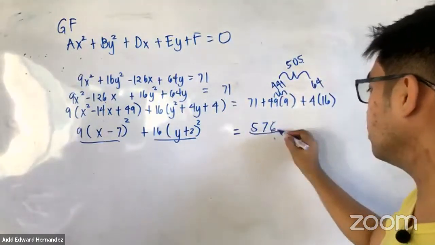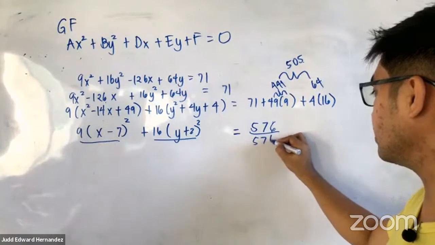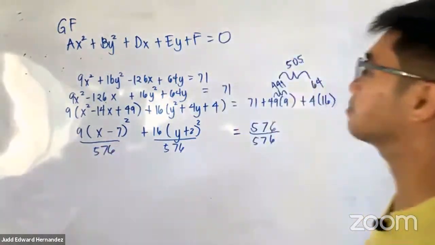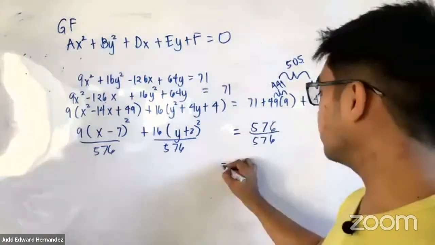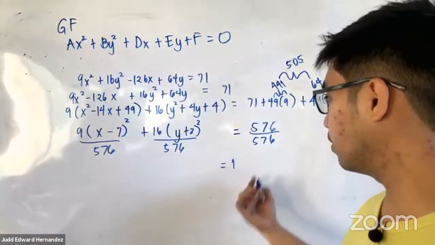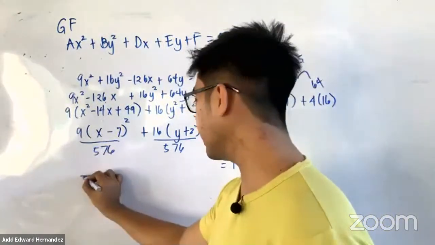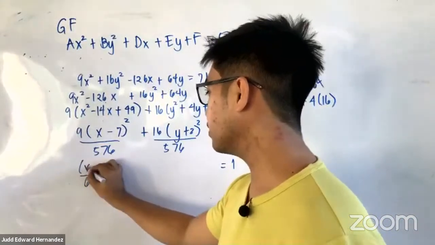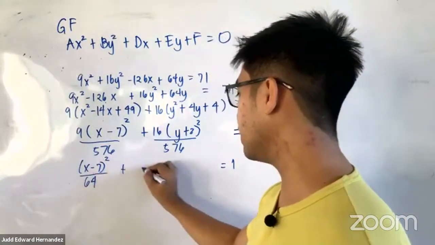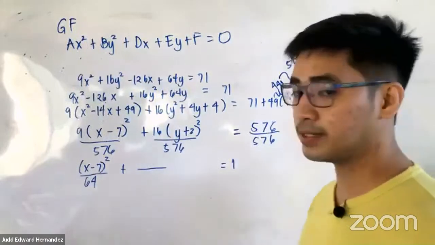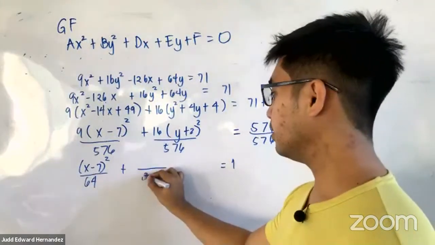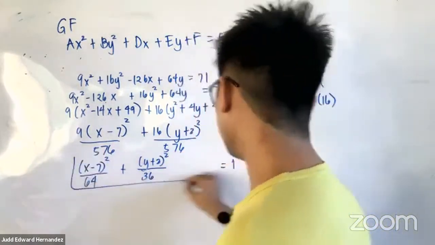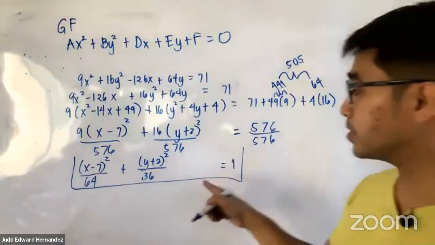Okay. Divide all terms by 576. So the right side now is equal to 1. 576 divided by 9, that is 64. And the numerator is x minus 7 quantity squared, plus 576 divided by 16, that is 36, and that is y plus 2 quantity squared. So this is now the equation of the ellipse in standard form.